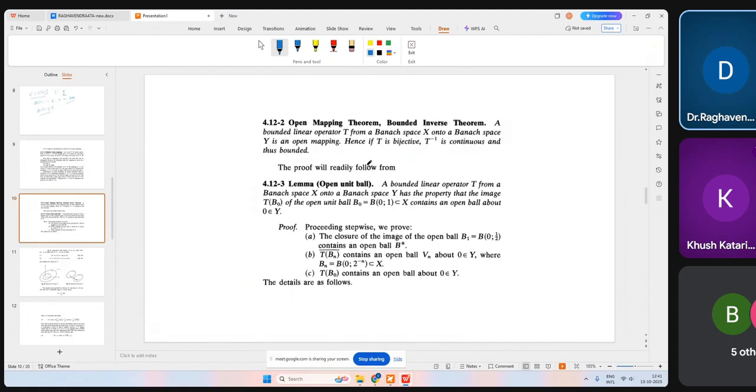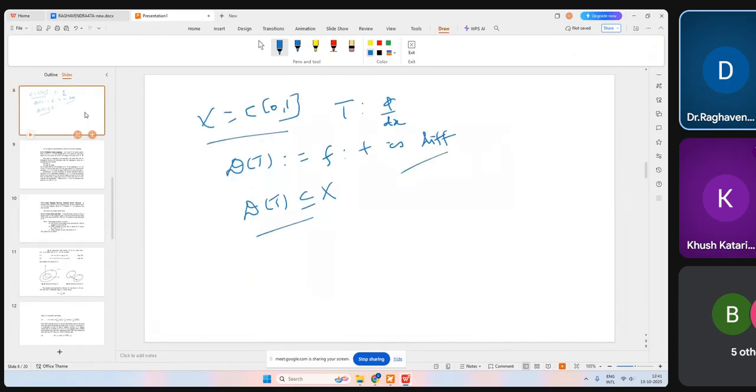And so what it says is, if a bounded linear operator is onto a Banach space, the map has to be onto, surjective, then it is open. Then it's an open map. Okay. Let me explain to you in a minute. Okay.